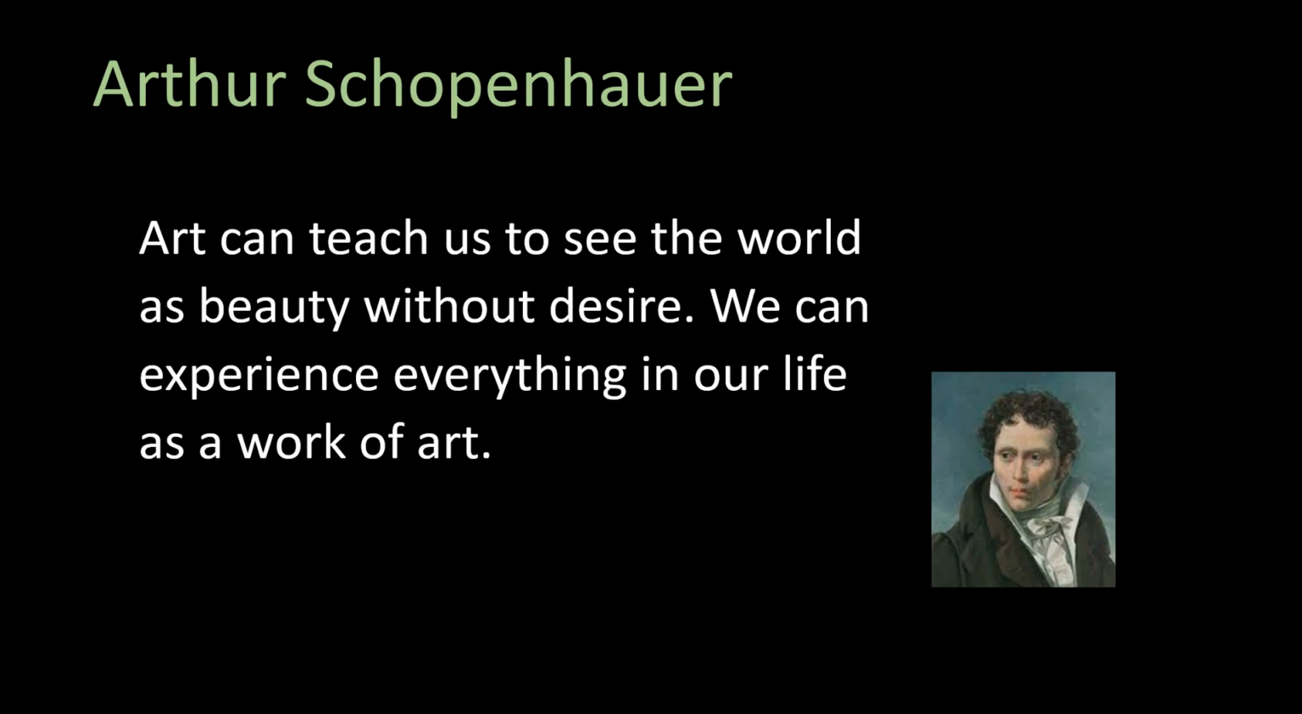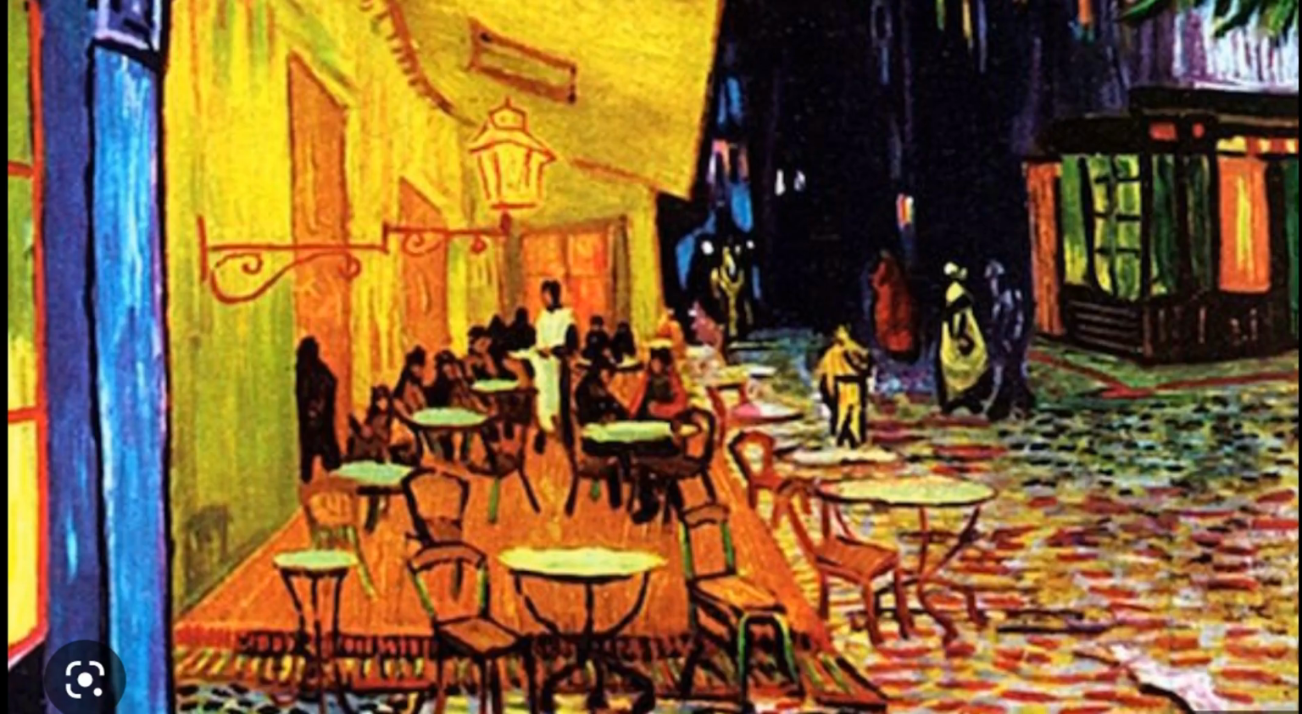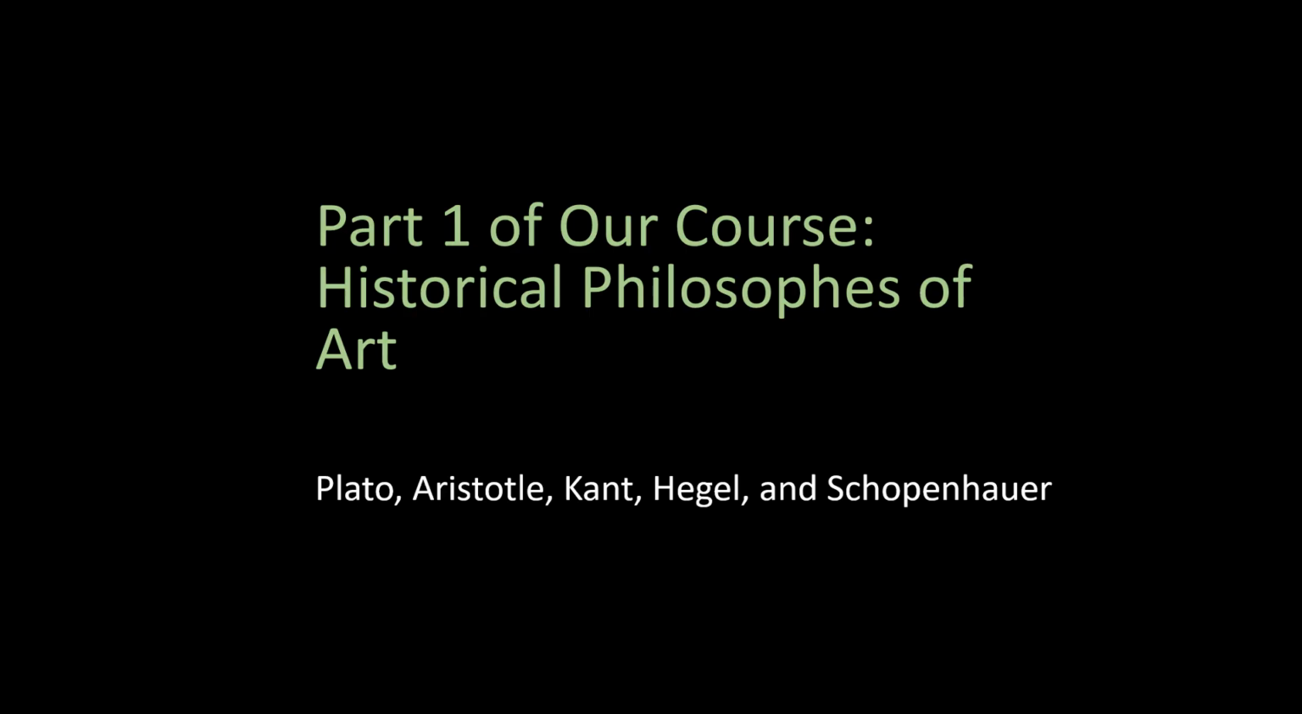What Schopenhauer appreciates the most about art is its ability to help us to see the world as a place of beauty that is outside of our desire. The images of beauty can create in us the ability of aesthetic perception, which can transfer even to our everyday life, where life itself becomes an expression of beauty that we can appreciate as a work of art.